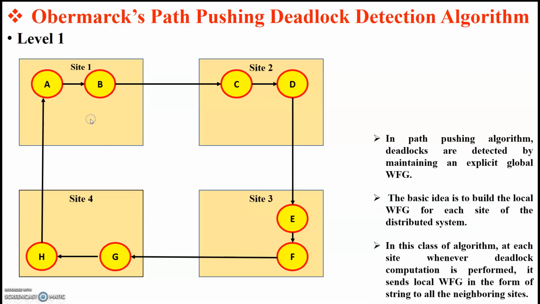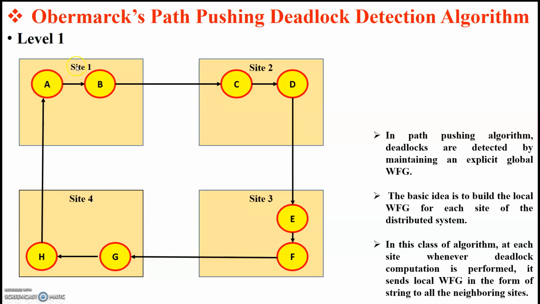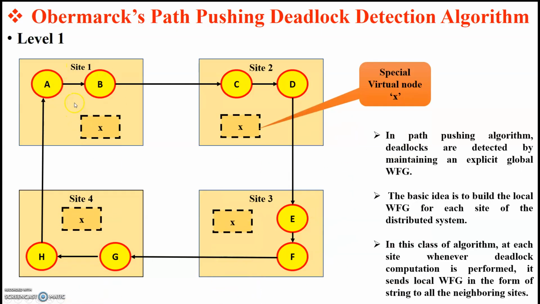So here let us consider site 1, A and B. For this we have taken one external node named x, because to maintain a local graph for this particular site, we require this external node x. Why? Because A is waiting for some process which is external to it, that is placed on site 4. So for maintaining a local graph, we have taken this x. Then B is waiting for a process C, which is external to it. So again, to represent that, this x is there.